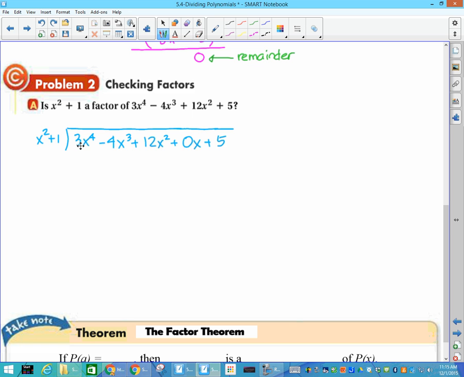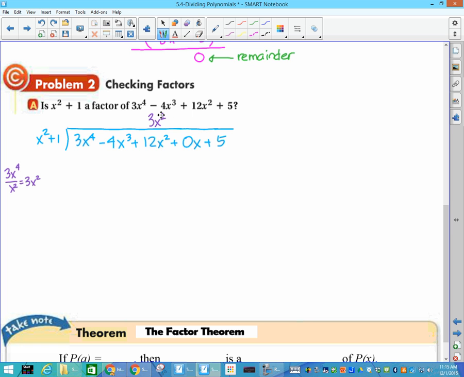And x squared times what is 3x to the 4th? Again, I'm going to change each time I do one. So this is 3x to the 4th over x squared. And that, of course, is 3x squared. So I'm going to write 3x squared, and I'm going to put it on top of this one because I want to line up my like terms.